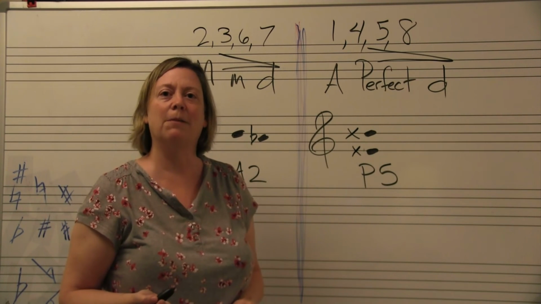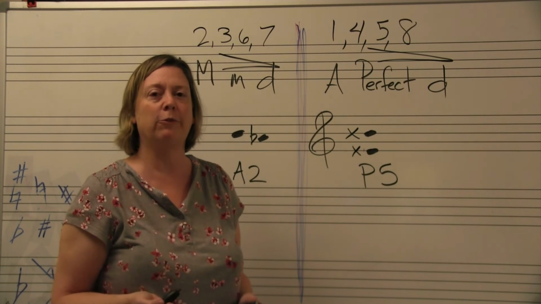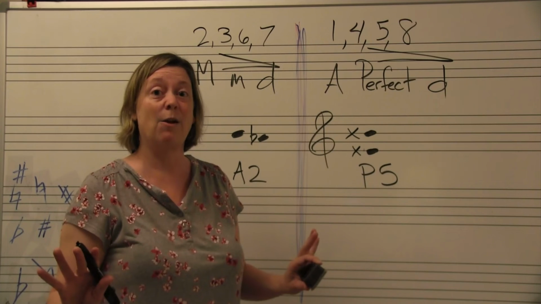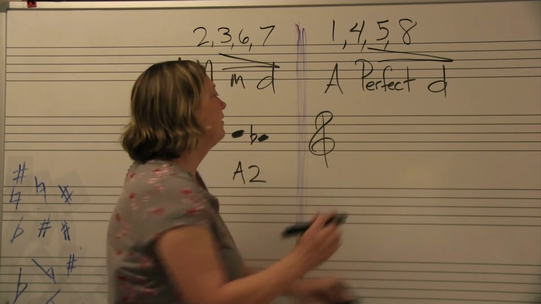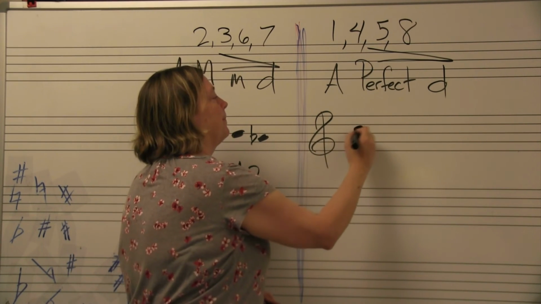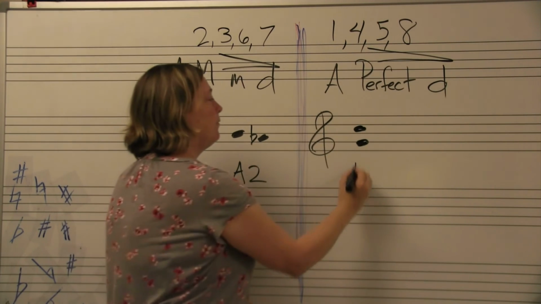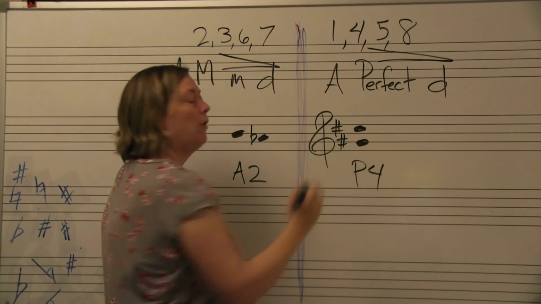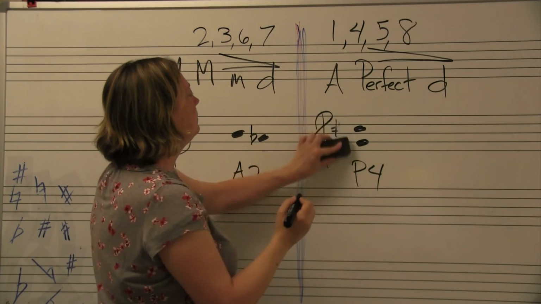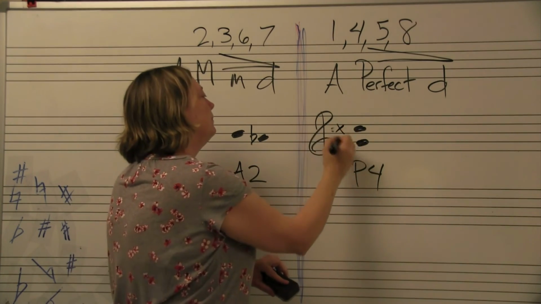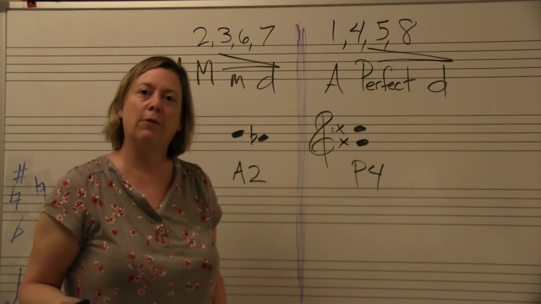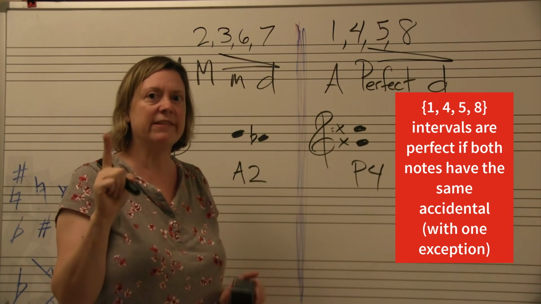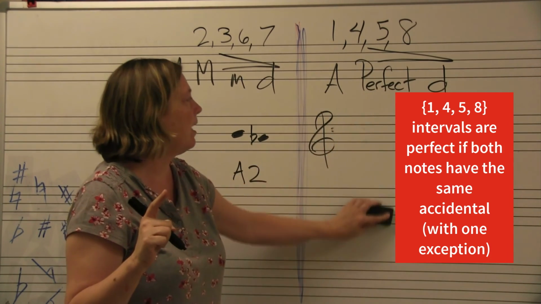I could even have E double sharp to B double sharp. That looks terrible, but you don't have to sweat it. You say, aha, it's a fifth. They both have the same accidental. They are perfect. You know what? It works the same with fourths. Perfect fourth. Also a perfect fourth. Likewise, a perfect fourth. There is only one place where that same accidental rule does not apply.